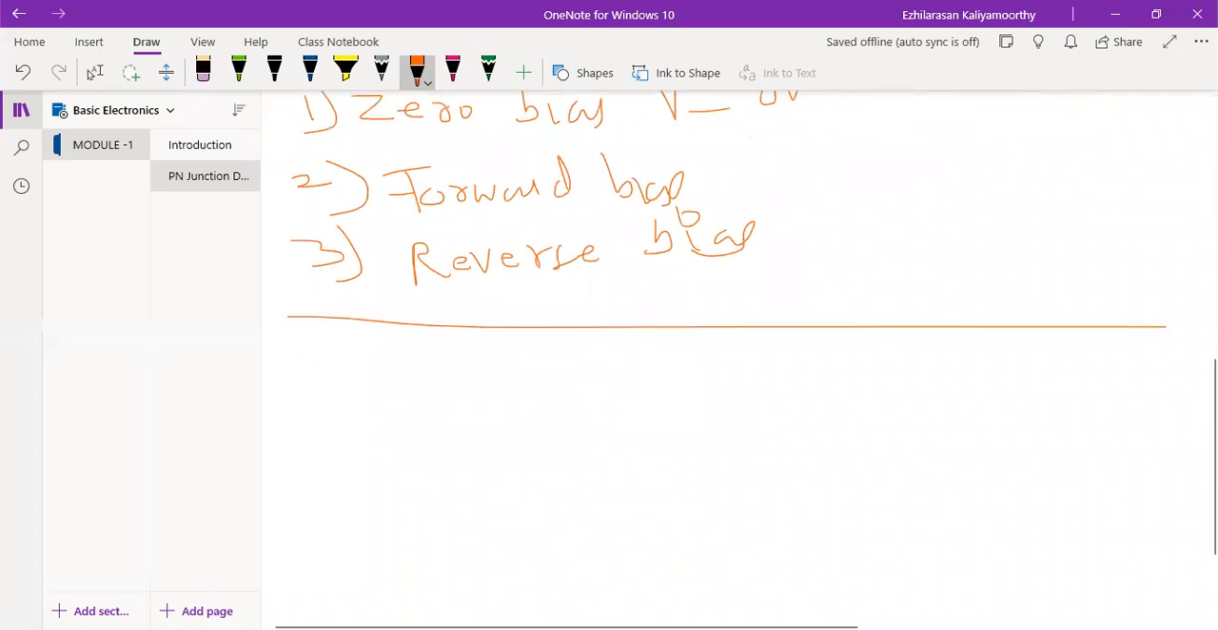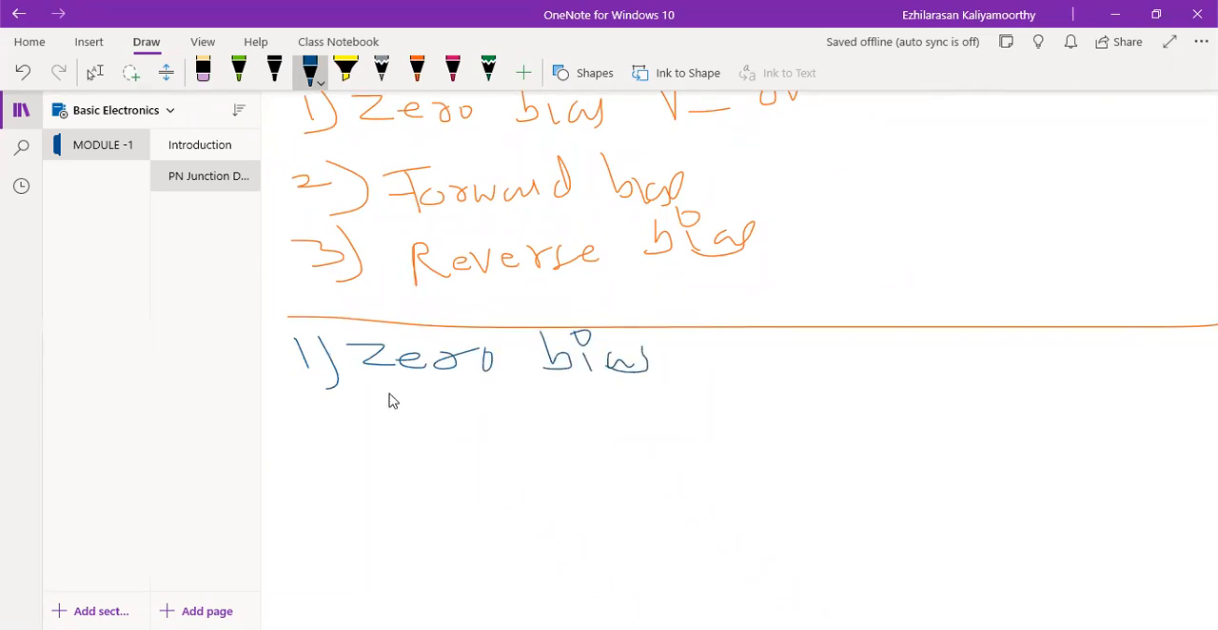First, let us study zero bias. What is known as zero bias? V is equal to 0 volt. We have not applied any voltage. Where we apply the voltage, that we should know. Let me show a figure for zero bias.